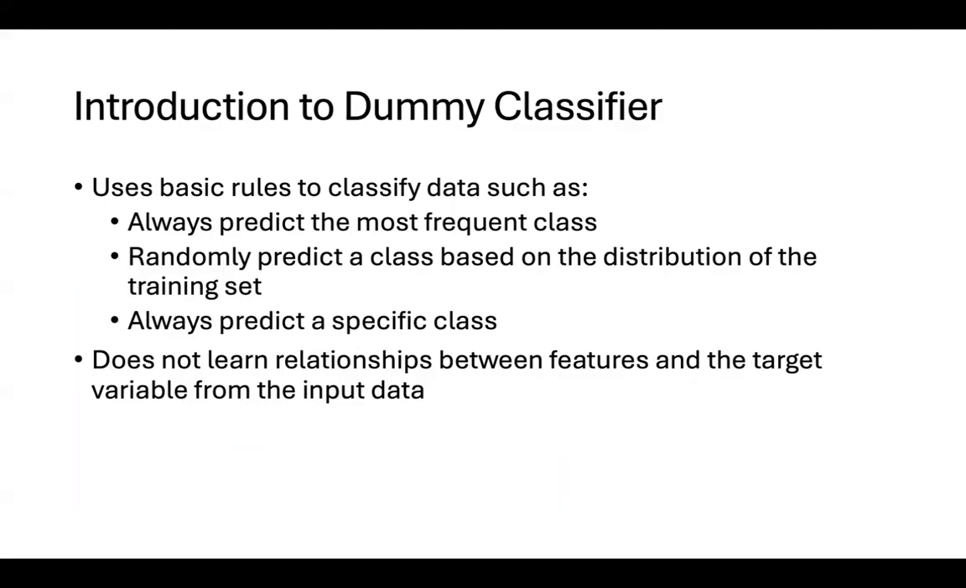The dummy classifier uses basic rules to classify data. These include always predicting the most frequent class, randomly predicting a class based on the distribution of the training set, or always predicting a specific class. It does not learn relationships between features and the target variable from the input data.